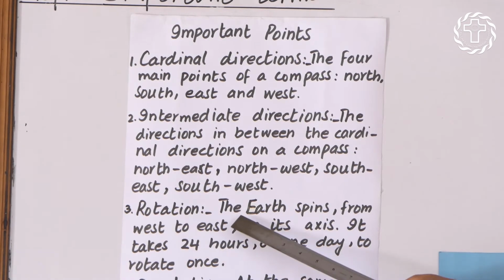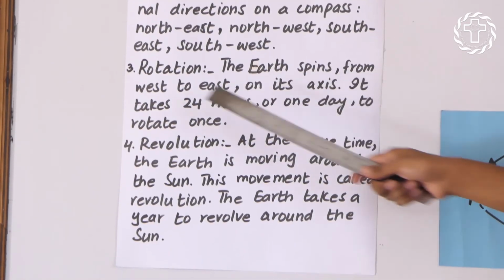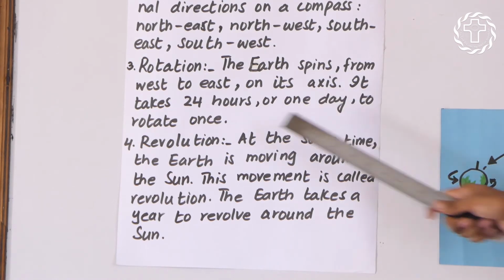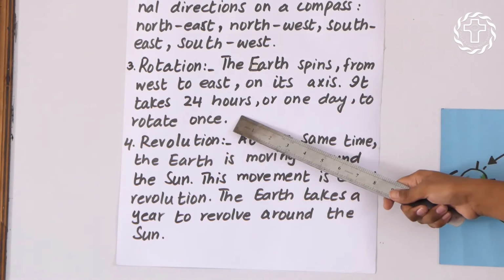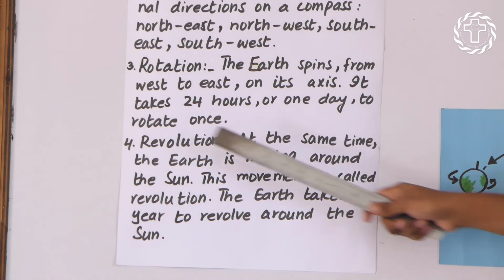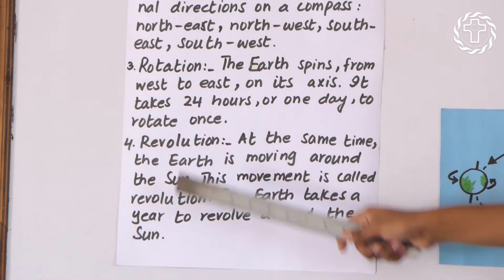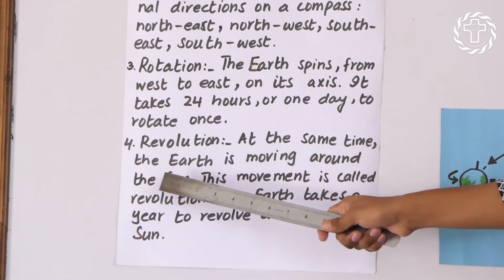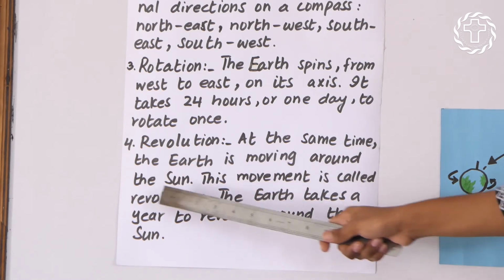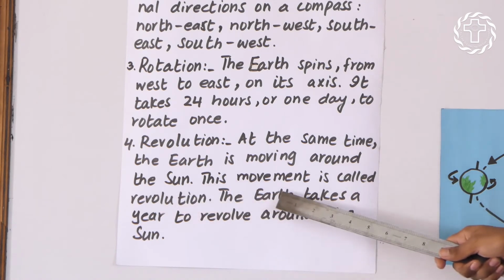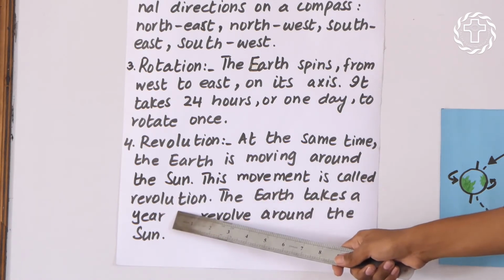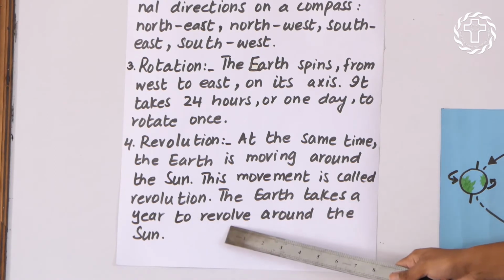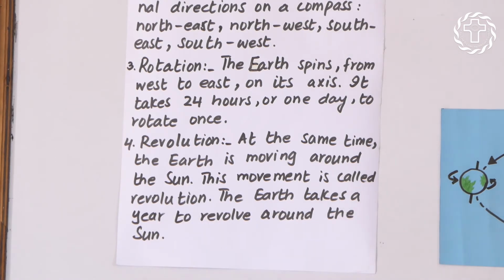Rotation. The earth spins from west to east on its axis. It takes 24 hours or 1 day to rotate once. Revolution. At the same time, the earth is moving around the sun. This movement is called revolution. The earth takes a year to revolve around the sun.